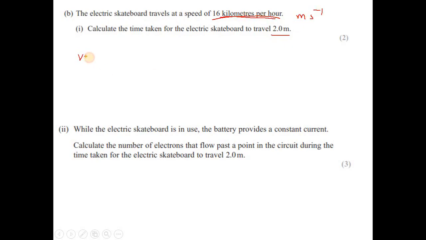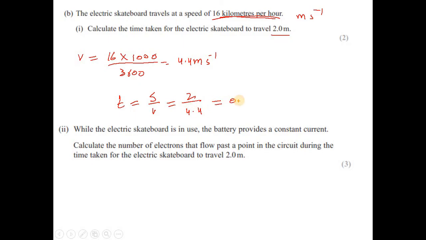And how do we do that? Velocity is 16 km per hour multiplied by 1000 divided by 3600, then it will give you 4.4 meter per second. And now you need to find time, so time is equal to distance divided by speed, which is V, and distance is 2 divided by 4.4, so time is 0.45 second. That's how you can figure out the time for the 2 meter.